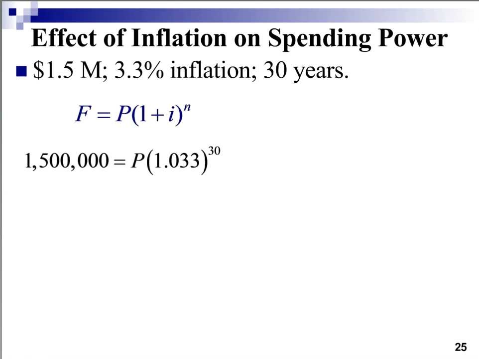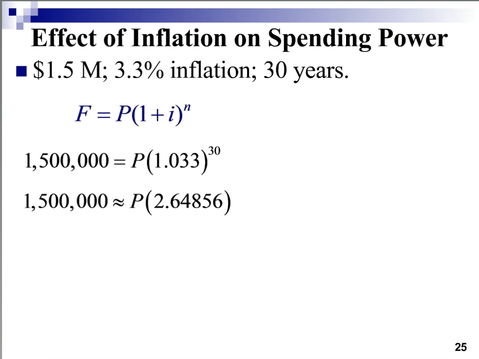Here we see on the left $1.5 million. P is unknown, that's the present value, how much it's worth in today's dollars. 0.033 is our interest rate, so we add that to 1 inside the parentheses, and then the 30 years is our power. So order of operations would say do the 1.033 to the 30th power first, and that gives me 2.64856. And this is an approximate value because I'm doing some rounding here.